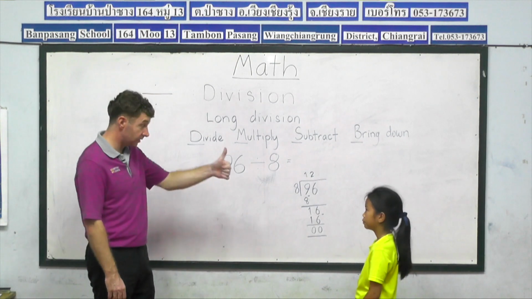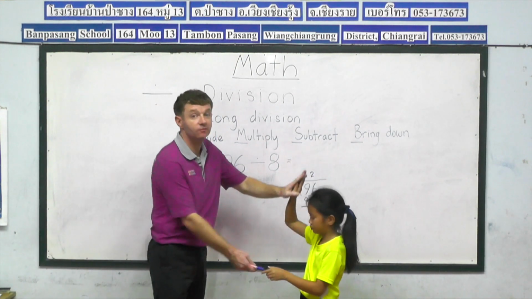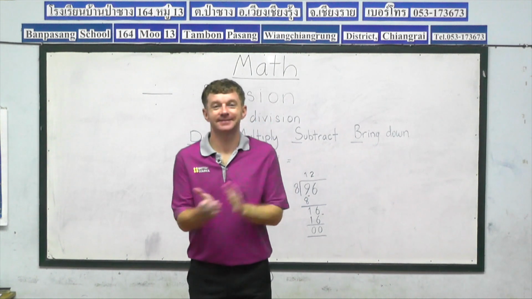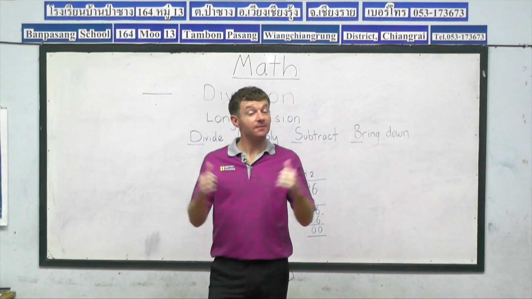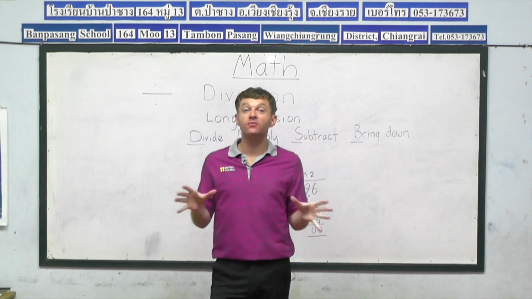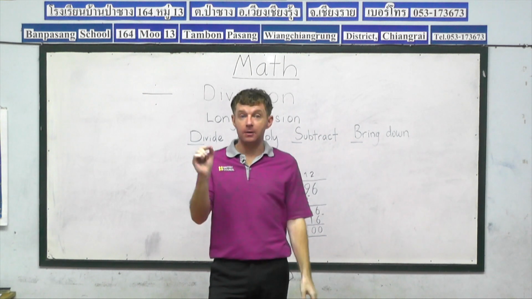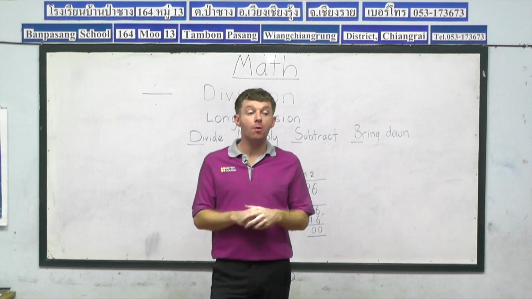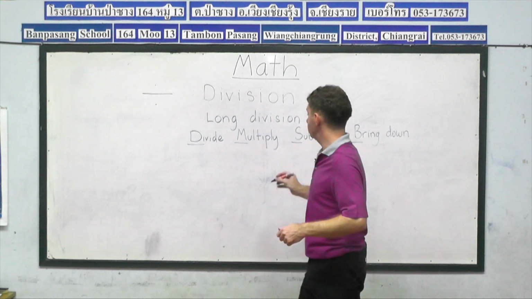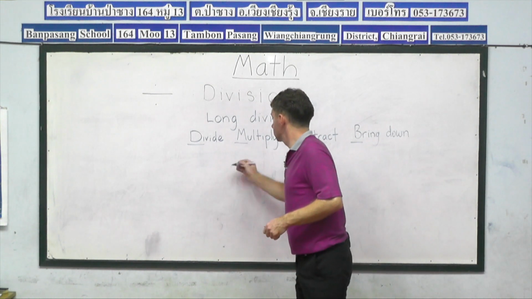Prel, that was brilliant. High five and a big round of applause for Prel, please, guys. So that's Prel demonstrating excellently how to do long division of 2 digits by 1 digit. Let's do one more before we move on further. This time we'll use 2 digits.